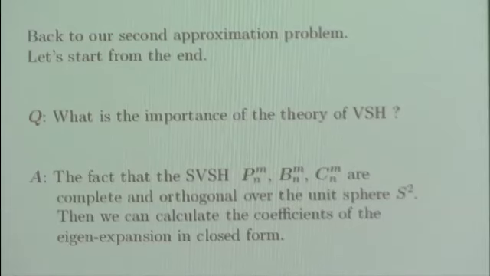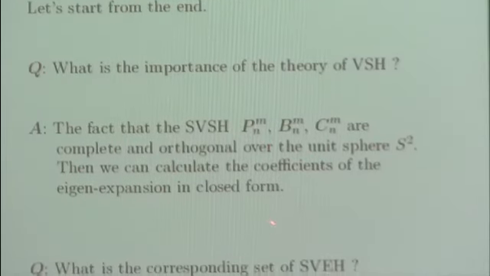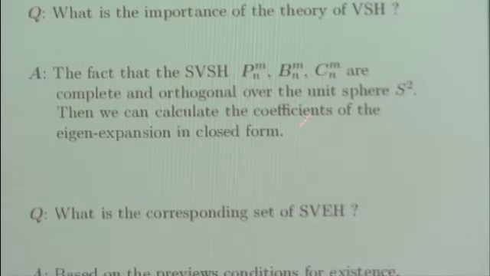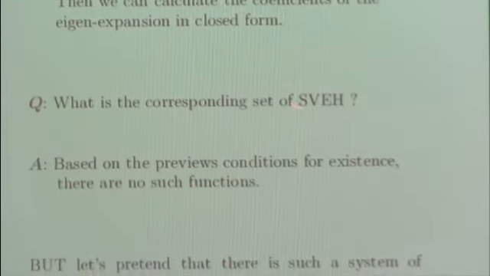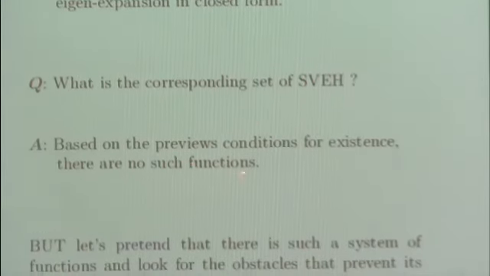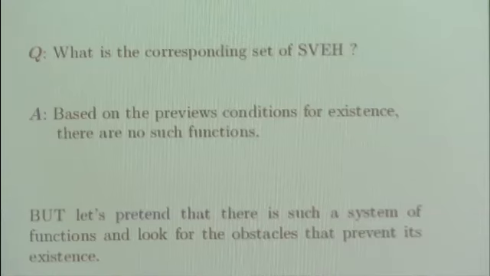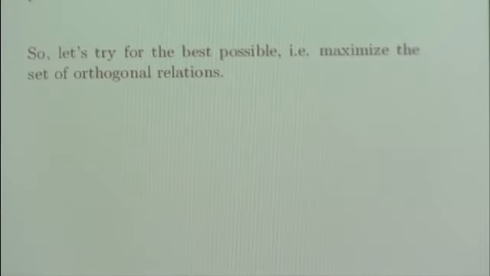Now, back to our problem, to the second approximation. So, what is the importance of the vector spherical harmonics? The importance is that you can produce the PBC, which are orthogonal, and you can solve problems on the boundary. Okay. What is the corresponding set for this one here? We know that it does not exist. Okay, but let's pretend that it does exist and see what happens.